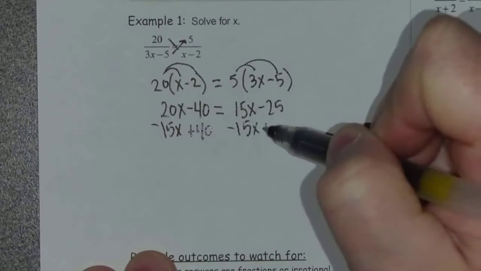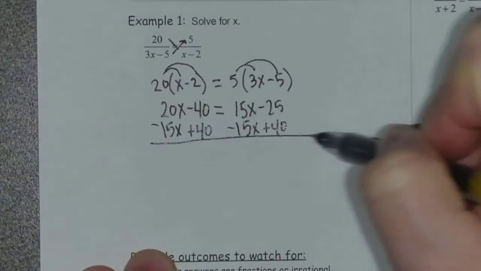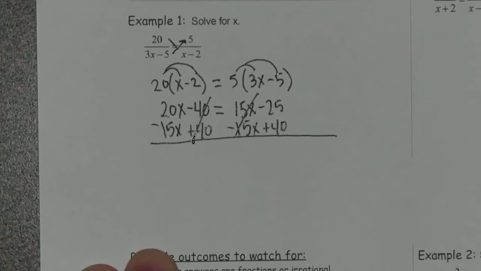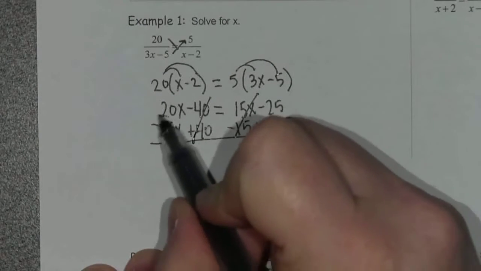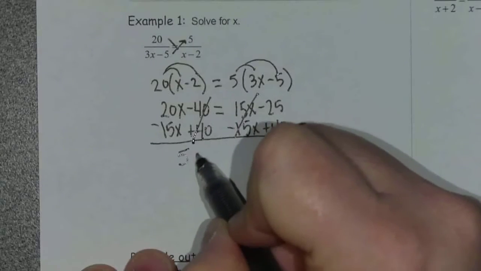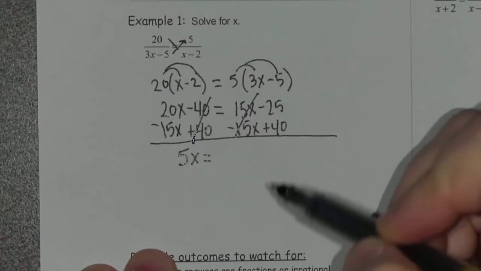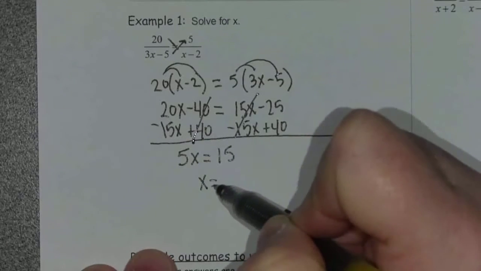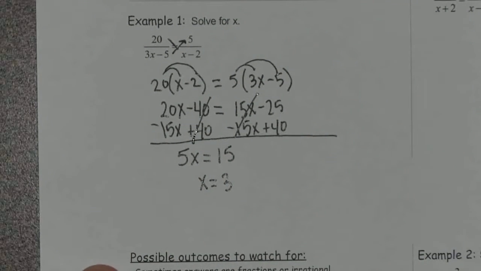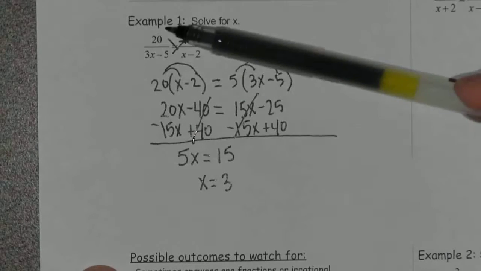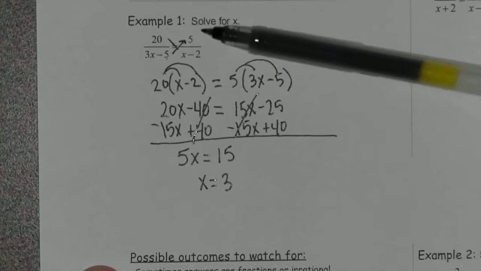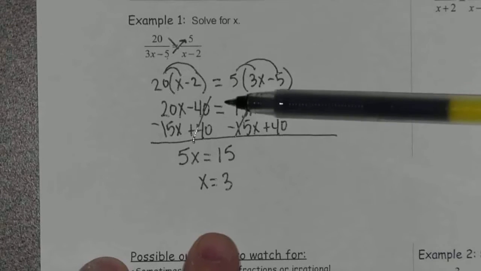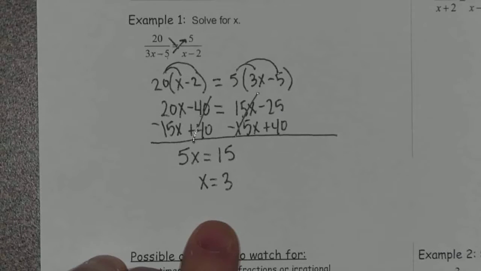Because really we want to isolate those x's, right? So we know those 40s have to go to the other side. So they cancel here and those cancel here. So what am I left with? 5x equals 15, so x equals 3. So really what that means is the number that satisfies so that this fraction is equal to that fraction is the number 3.